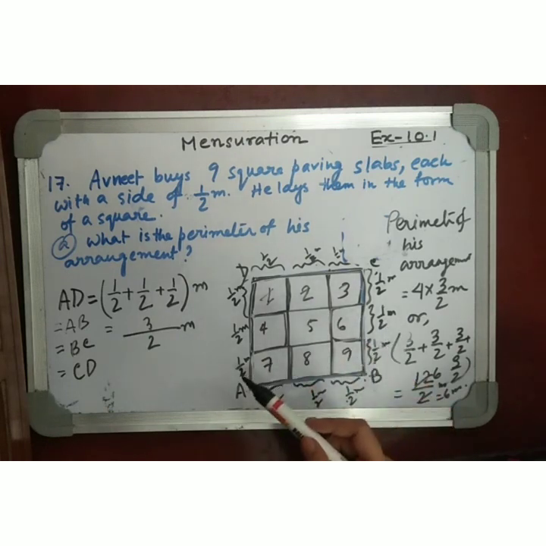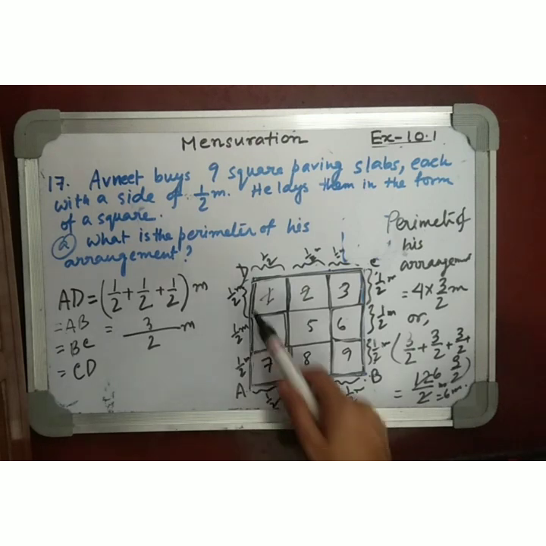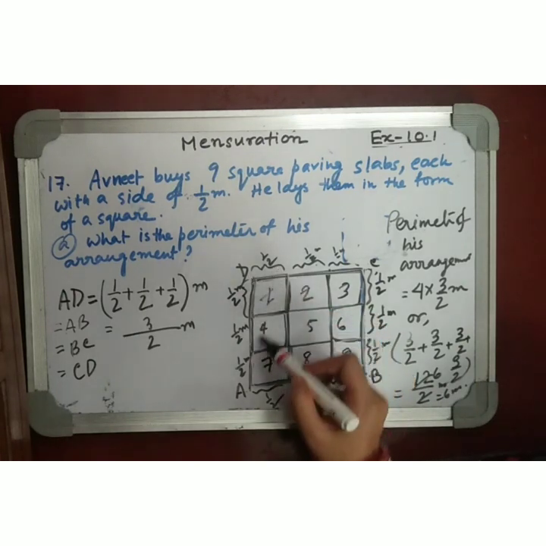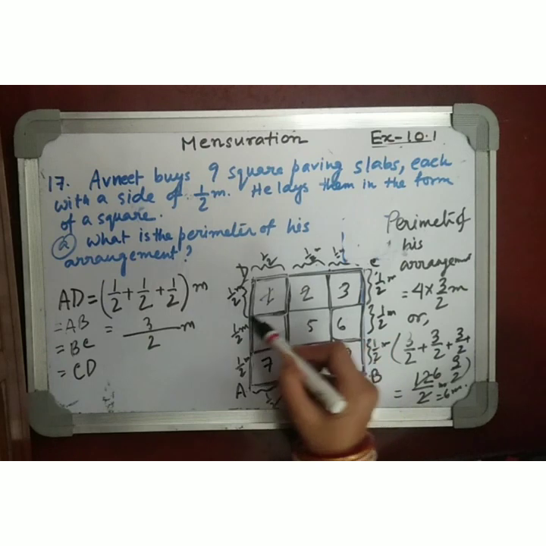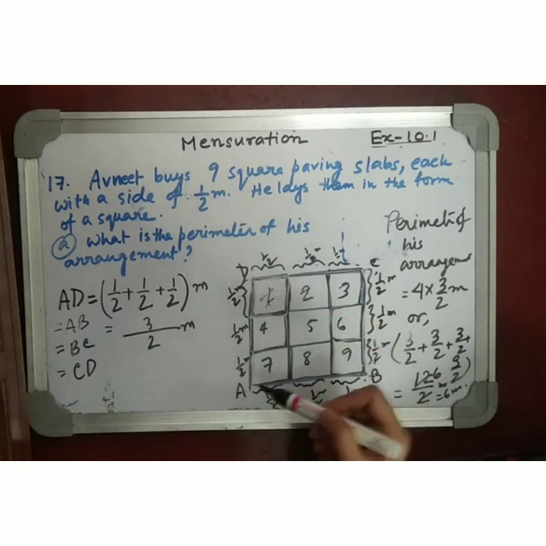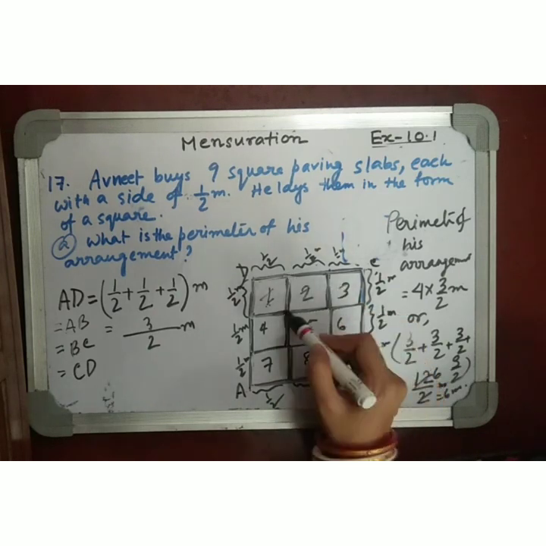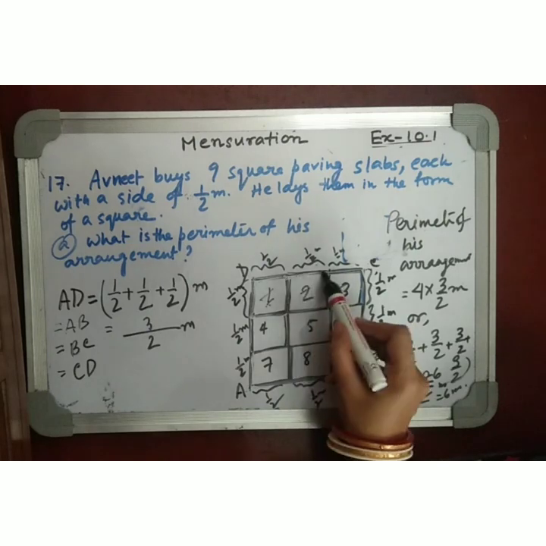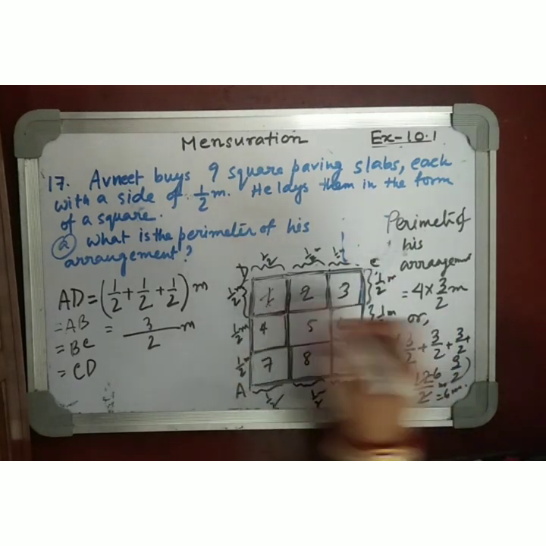Now in the question it is written, what is the perimeter of his arrangement? For finding the perimeter of his arrangement, first we have to know all the sides. What will be the length of all the sides of this given square? Okay. So each of the square is having half meter length. So definitely this will be half, this will be half for the square 1. For square 2 also all the sides will be half meter. I am taking this one because this line is only making the boundary of this big square.